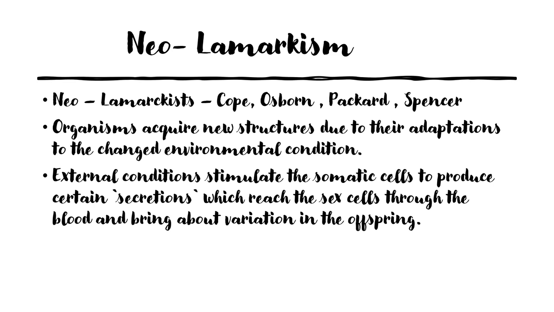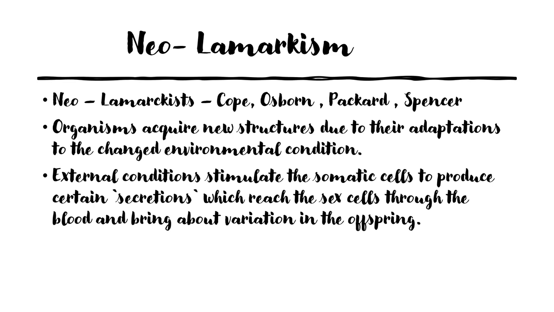So which reach the sex cells. The somatic cell is secreting some substances. Those secretions will reach the sex cells through the blood and bring about variation in the offspring. As per this, August Weismann said if there are any changes in the somatoplasm, they will not transfer to the next generation. If there are any changes in the germ plasm, they will transfer to the next generation, right? That is the concept of August Weismann. He said this with an experiment conducted on rats.